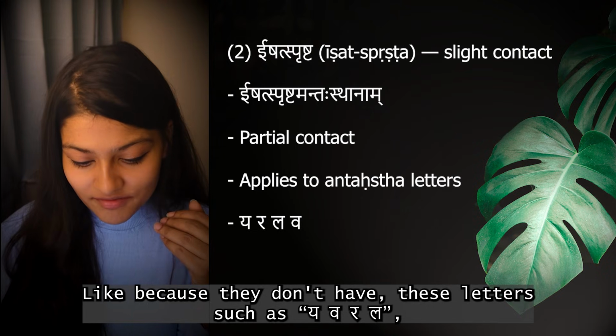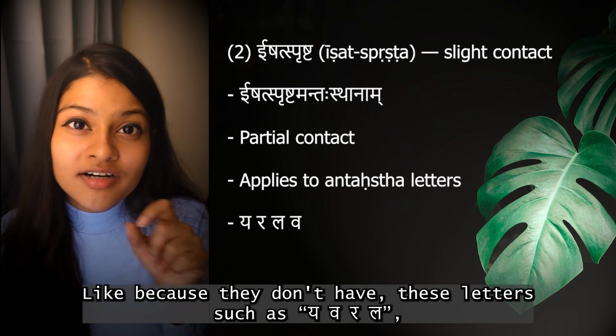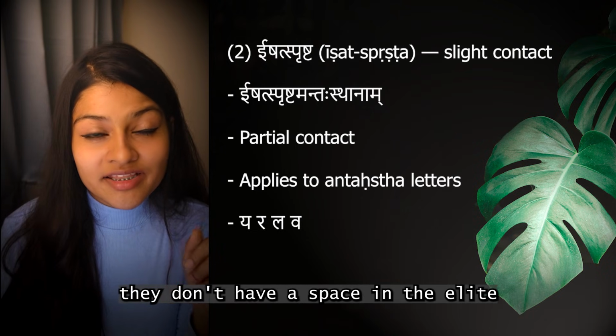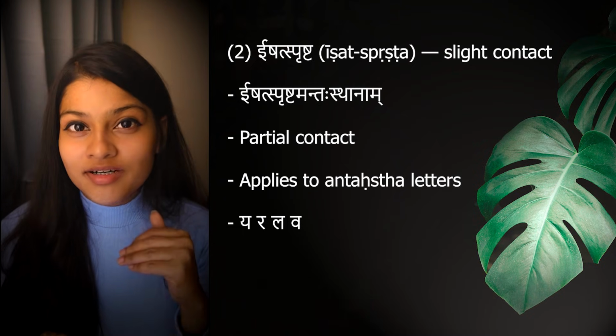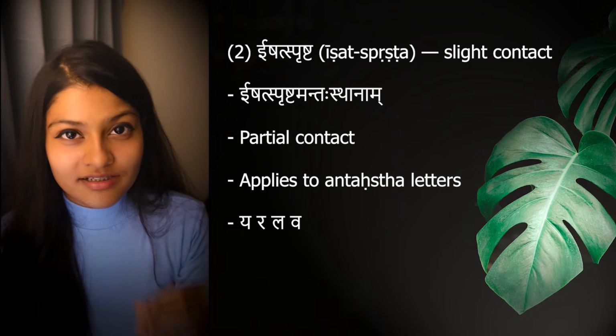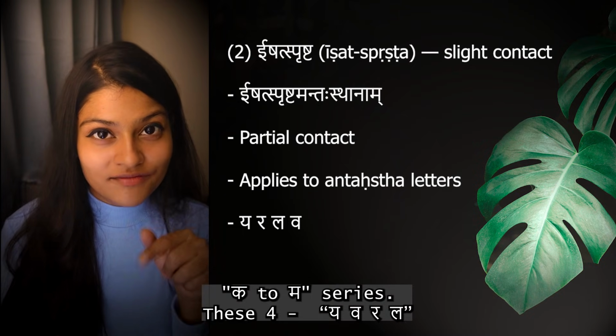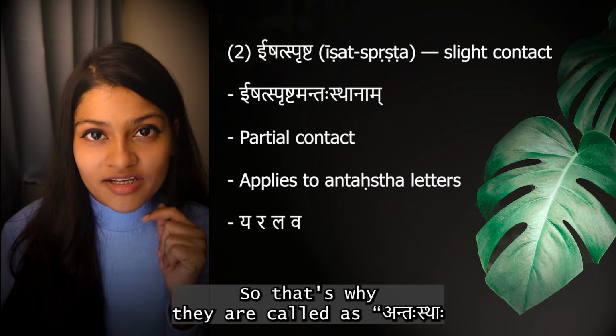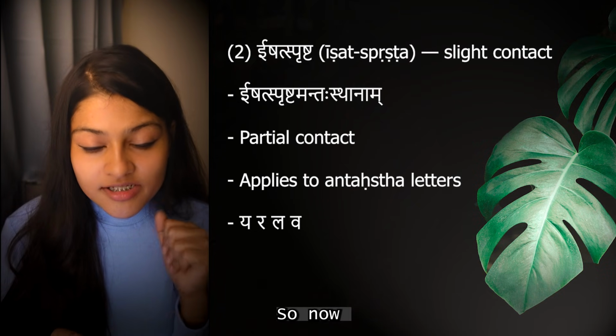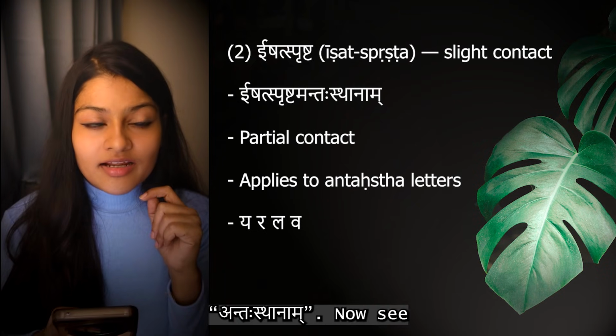Because they don't have a space in the ka to ma series, letters such as ya, va, ra, la are somewhere at the end, thrown at the end, these four: ya, va, ra, la. So that's why they are called Antastha. Now, Ishat Sprishtam Antasthanam.